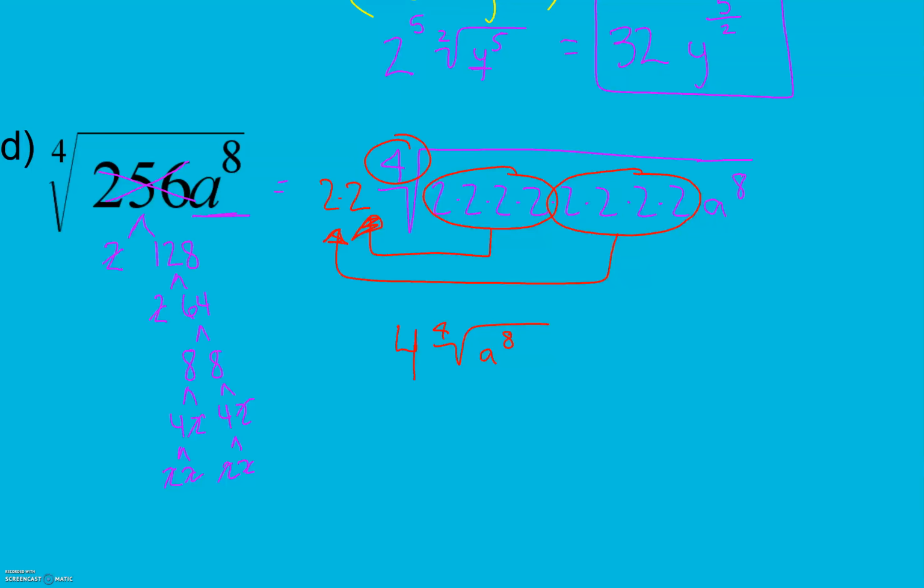Now we're trying to write this in exponential form. So I'm going to take my radicand as my base. My numerator comes from my exponent. And my denominator of that exponential form comes from the index. Last thing I'm going to do here is I know that 8 divided by 4 is 2. So I'm just going to simplify there. And I get 4 times a squared.